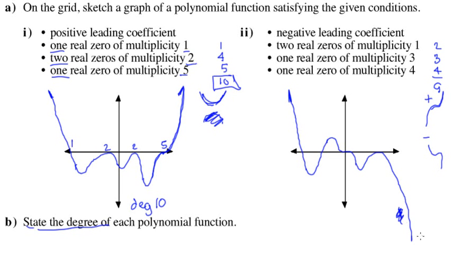I missed my little tick mark here, but the shape is still right. So for multiplicities, we have a 1, the inflection is a 3, and then this tangency is a 4. 1 plus 1 is 2, plus 3 is 5, plus 4 is 9, so this thing is of degree 9.